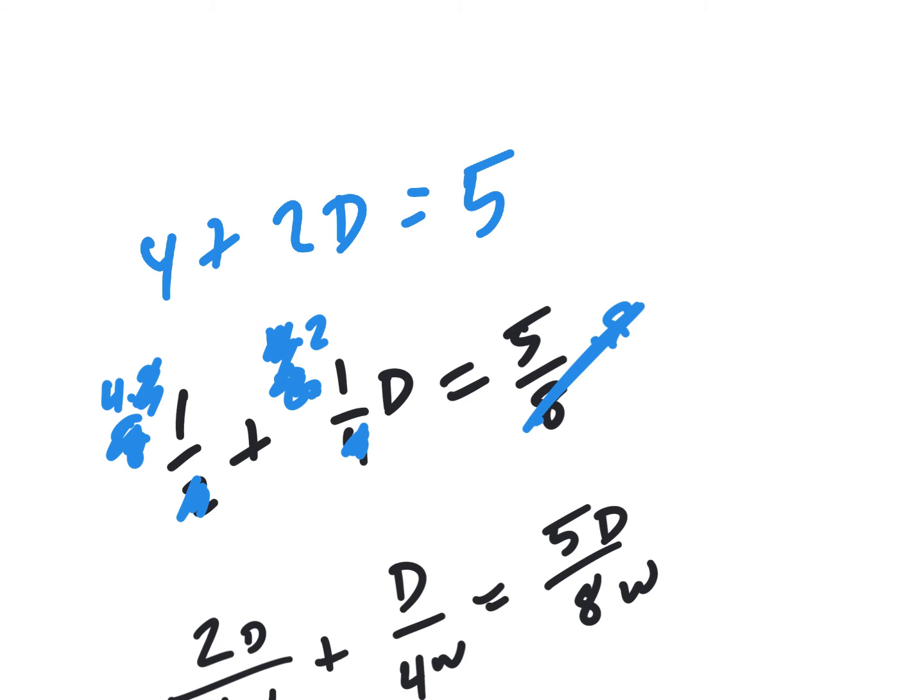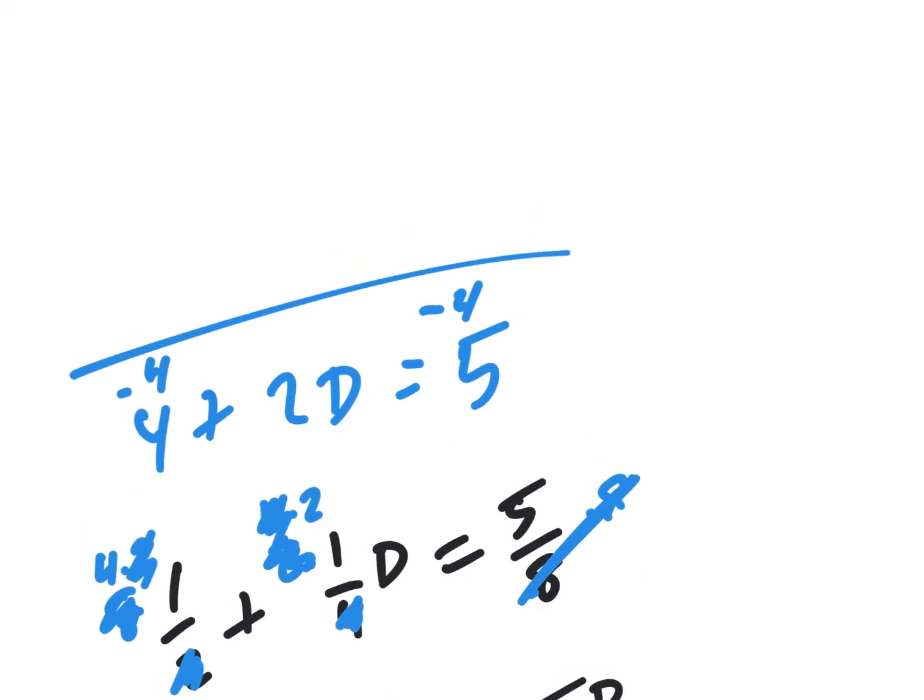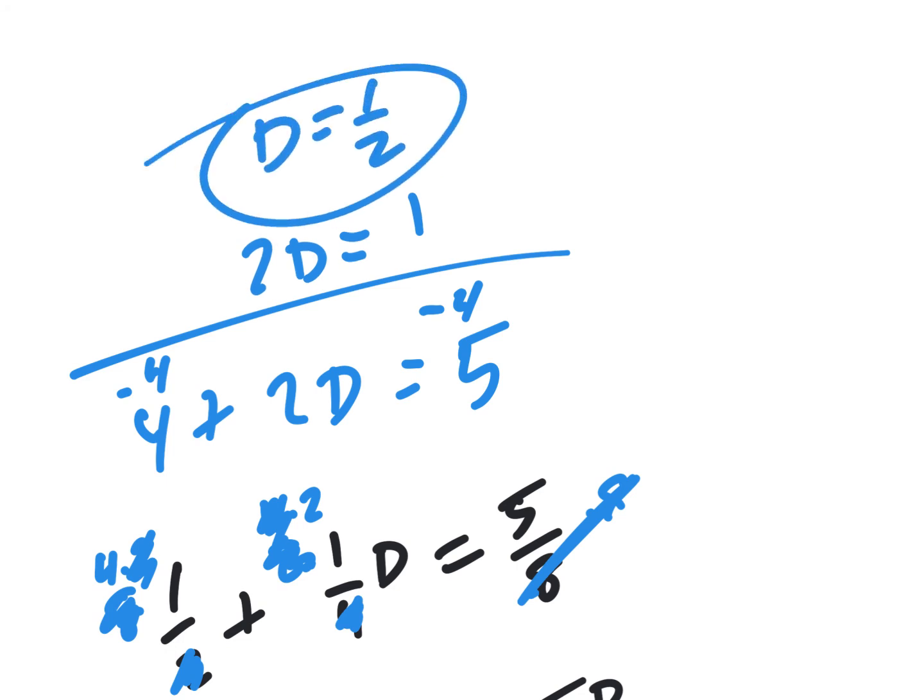Let's just finish it. Subtract 4 from both sides. I apologize for the going up thing, but I don't have room underneath. 2D equals 5 minus 4, which is 1. So 1/2 of a diamond on average over that amount of time.